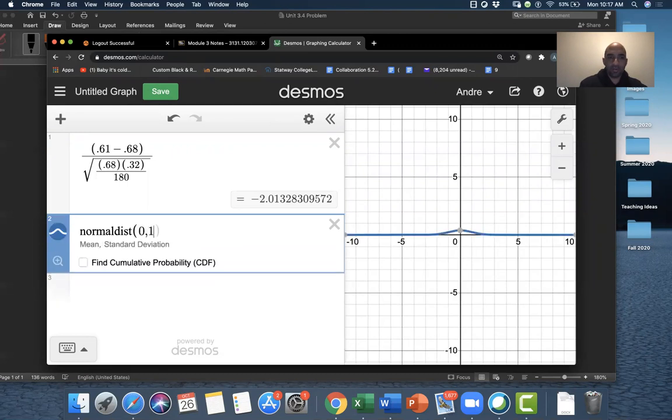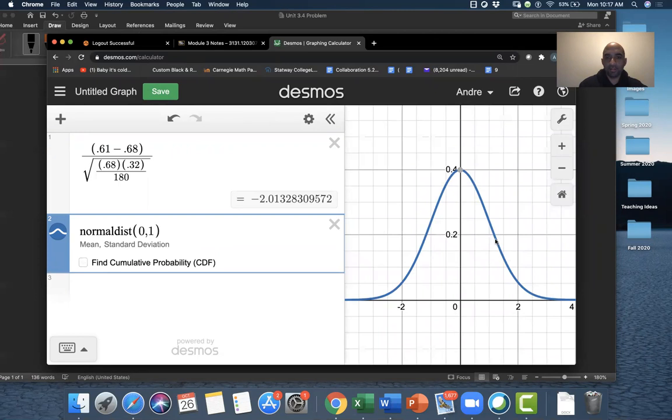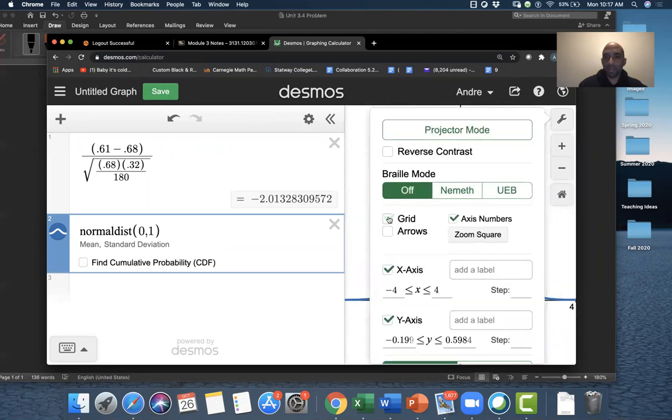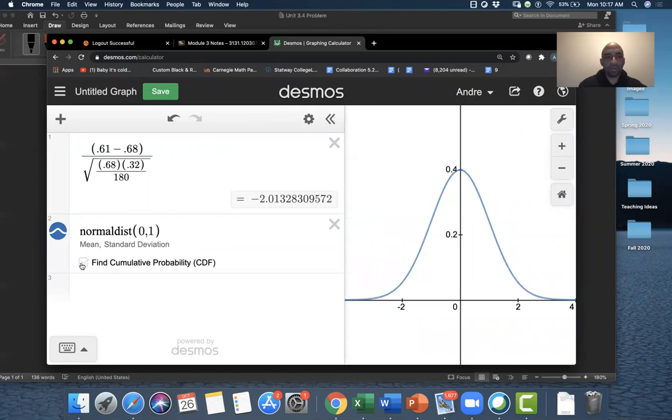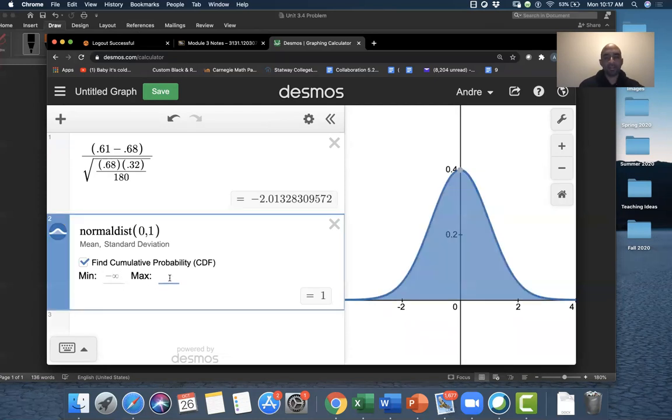We'll do 0, 1. Remember, always click on the magnifying glass. It gives you a nice image here. And we can get rid of the grid if we like. Now we'll click on the find cumulative probability function here. And then we're going to specify that we want to find the area to the left of negative 2.01. So that's going to be our maximum value. We'll leave the min as negative infinity, and the max becomes negative 2.01.